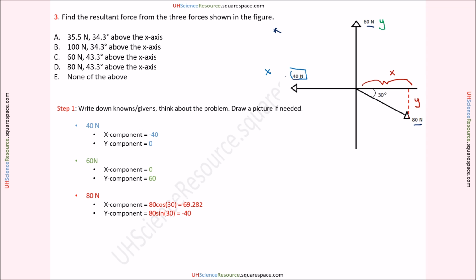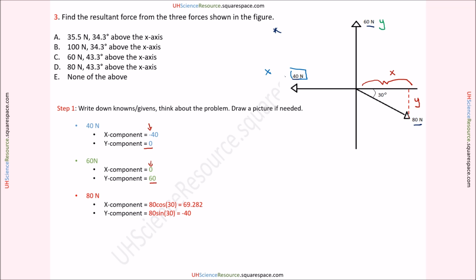Again, if we look at our 40 Newton force, we know it's only in the x direction, and it's going to the left, and so that's why there's going to be a negative. There's no y component, so that's going to be 0. If we look at our 60 Newton force, there's no x component, so that's 0. It's all in the y component, and it's in the up direction, so it's going to be positive, so that's 60.